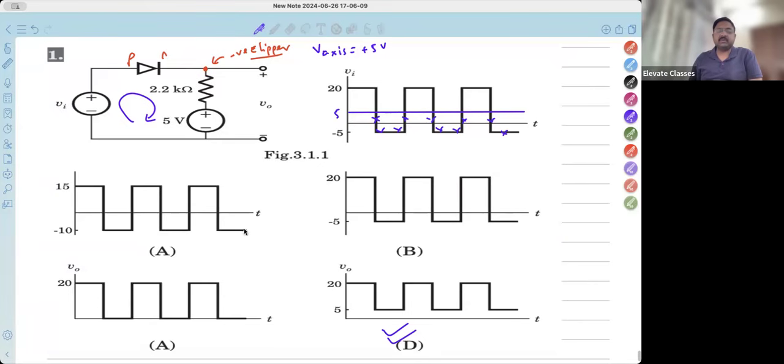In this problem, of course, we could not eliminate. Option A cannot be true because it is going up to -10. So there's no way a waveform can go up to -10 in a clipper circuit. In a clamper circuit, yes, not in a clipper. So A is not possible. Any of the other options were possible, but of course it turns out that option D is right.